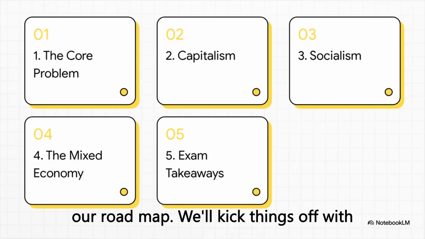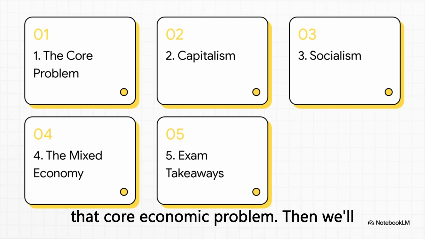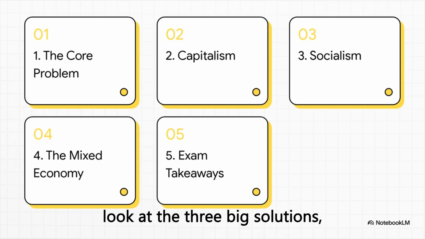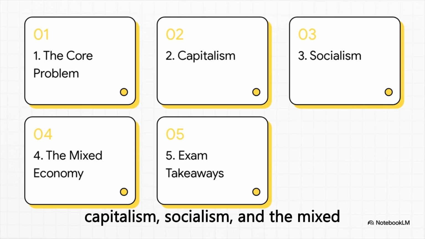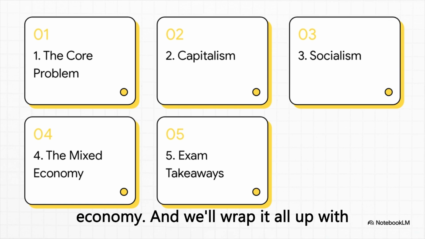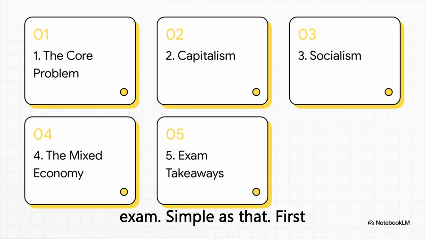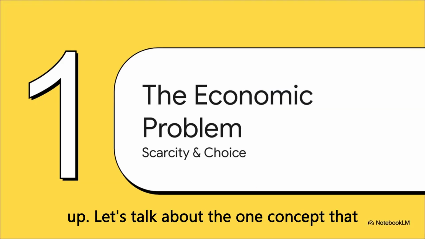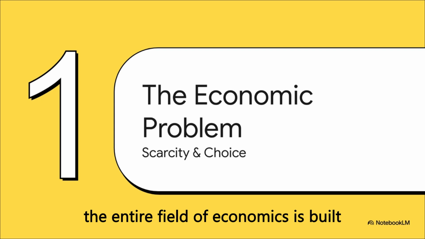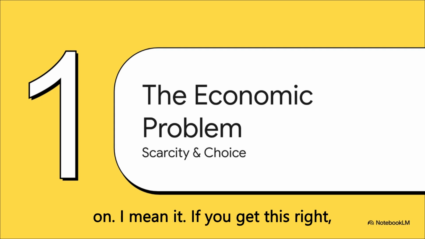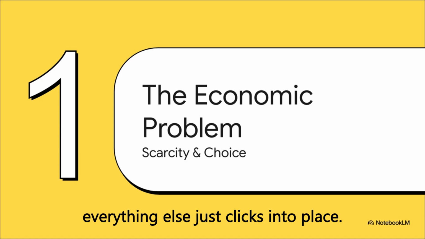Okay, here's our roadmap. We'll kick things off with that core economic problem. Then we'll look at the three big solutions: capitalism, socialism, and the mixed economy. And we'll wrap it all up with the key takeaways you'll need for your exam. Simple as that. First up, let's talk about the one concept that the entire field of economics is built on. I mean it. If you get this right, everything else just clicks into place.